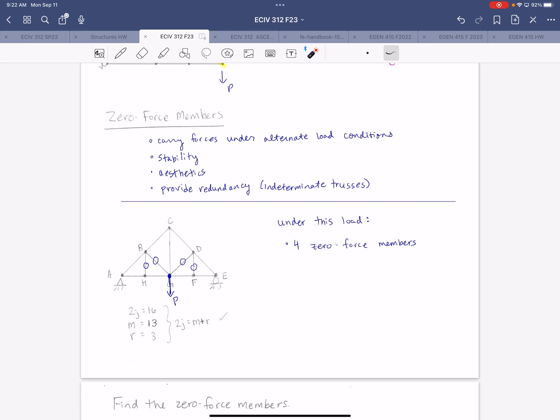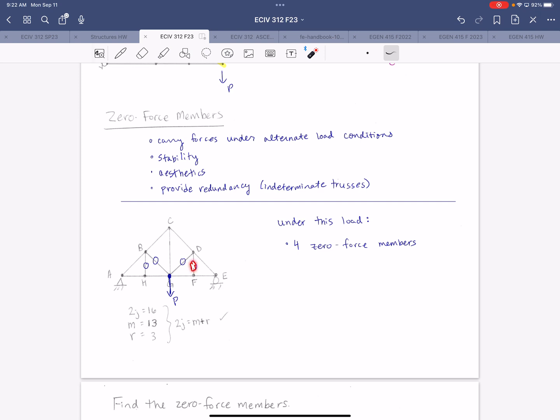So if we were to add a force at D, how do you think that would change things? How many zero force members would we have now? We would have 3 actually. All right, so we can still say, right, it doesn't affect what's going on at joint F. So we can still say that FD is a zero force member, but now we cannot say that DG is a zero force member, right?